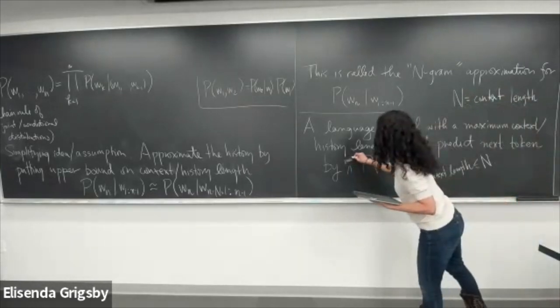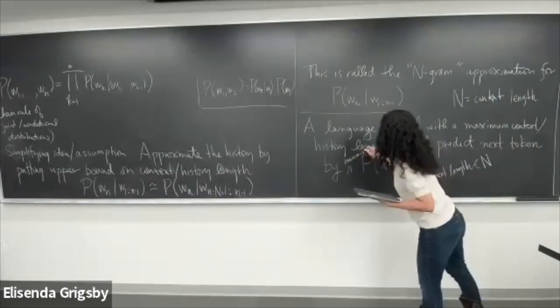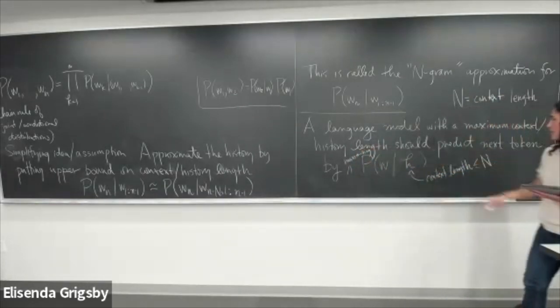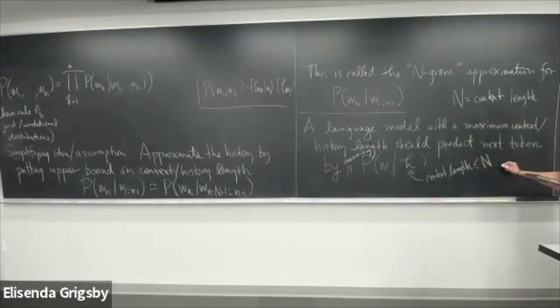By maximizing this conditional probability over these tokens in your set of tokens for each fixed h of length at most n. Okay, so that's what transformers are doing.